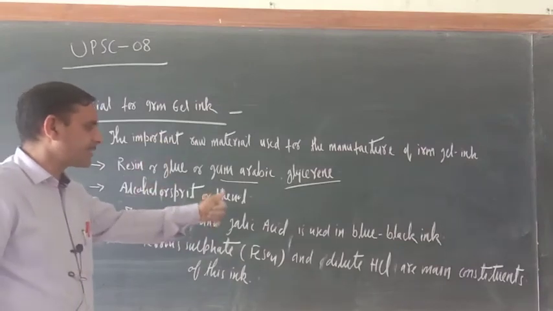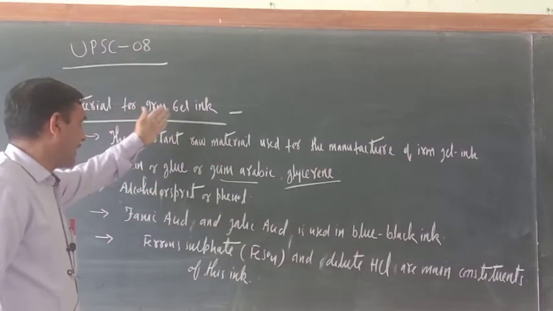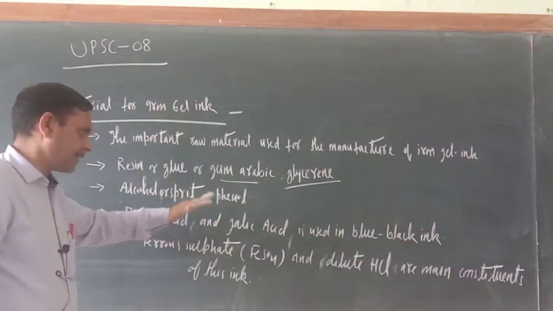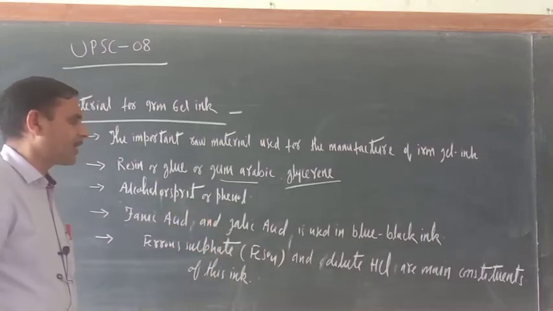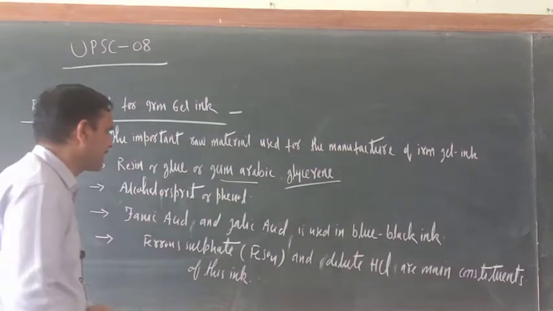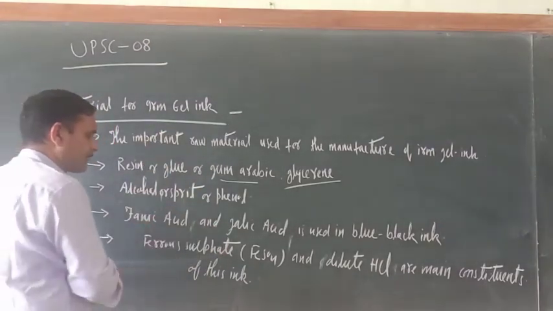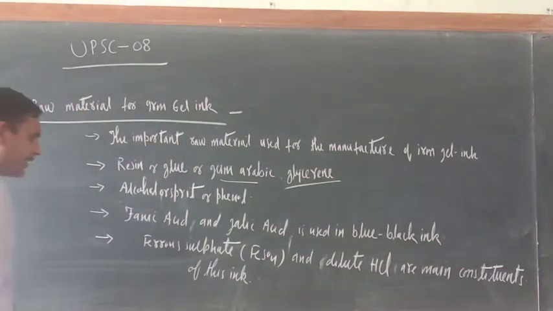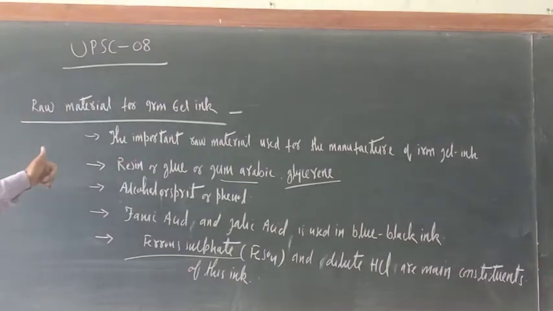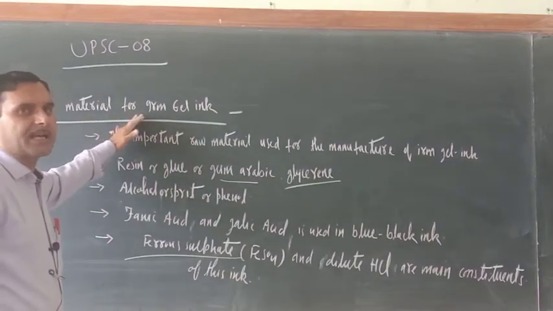Tannic acid and gallic acid are used in blue black ink. This is the list of raw materials only for Orangel ink. Ferrous sulfate and dilute hydrochloric acid are the main constituents of this ink. In addition to all these constituents, the chief constituents of this type of ink are ferrous sulfate, that is iron sulfate, and dilute hydrochloric acid. This is not a very common ink, this is a very special kind of ink.